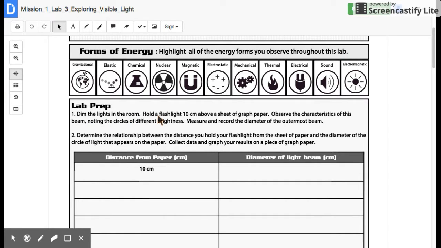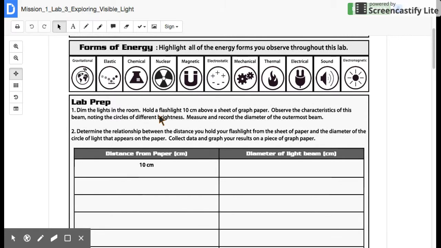So you'll dim the lights in the room. You'll hold the flashlight 10 centimeters above a sheet of graph paper. Observe the characteristics of this beam, noting the circles of different brightnesses. Measure and record the diameter of the outermost beam.